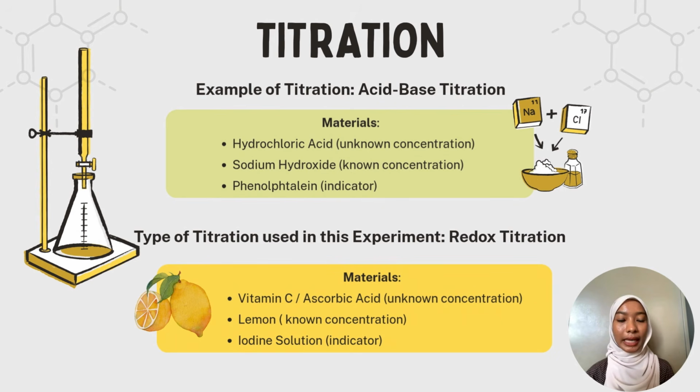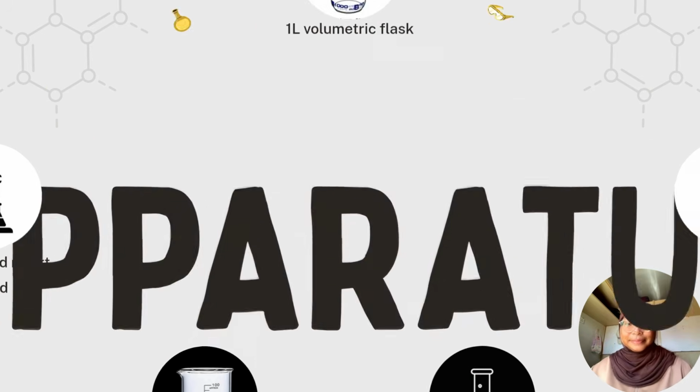Material used in acid-base titration is hydrochloric acid as unknown concentration, sodium hydroxide as known concentration, and phenolphthalein as indicator. Type of titration used in this experiment is a redox titration. Material used in this experiment is vitamin C as unknown concentration, lemon as known concentration, and iodine solution as indicator.